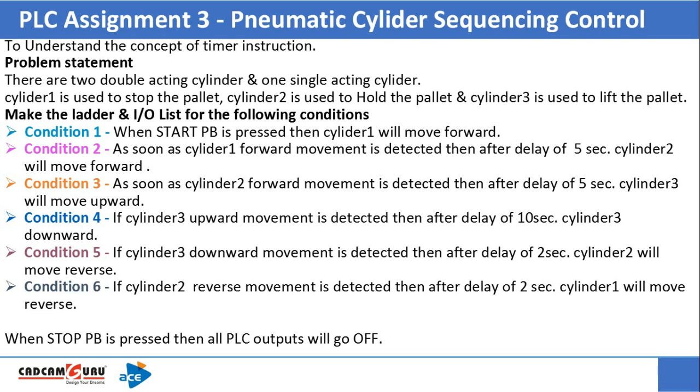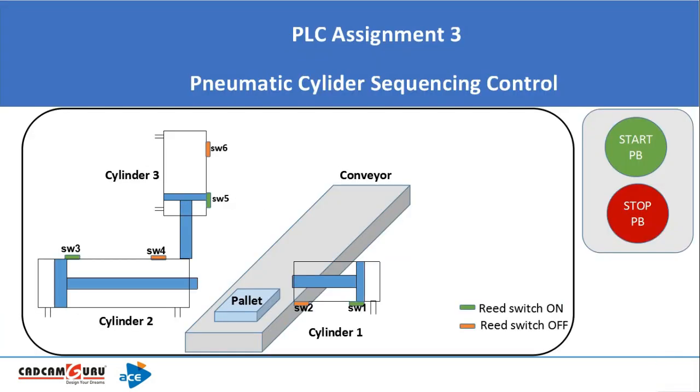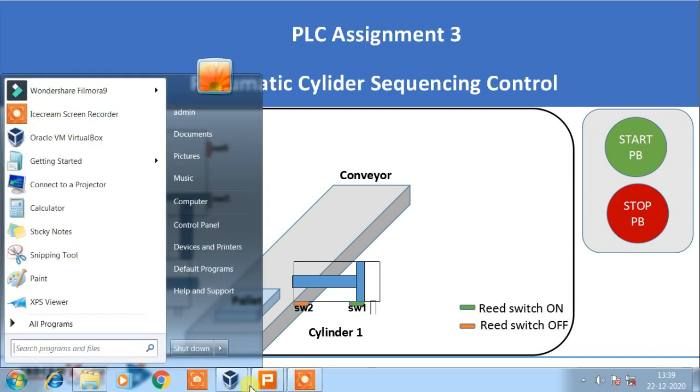Let's create the ladder logic for this application. Again, we'll just have a look at our machine. So this is our machine: cylinder 1, cylinder 2 and cylinder 3, and these are the reed switches, and we have one start push button and one stop push button. Okay, so let's solve.